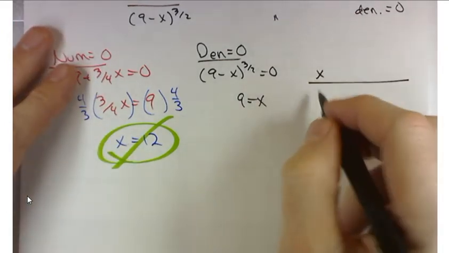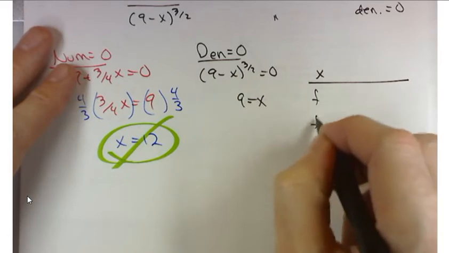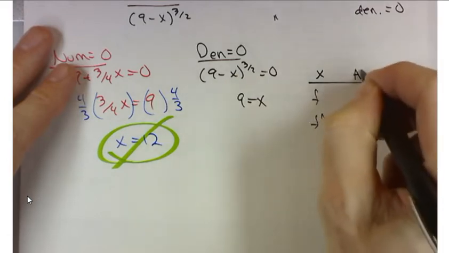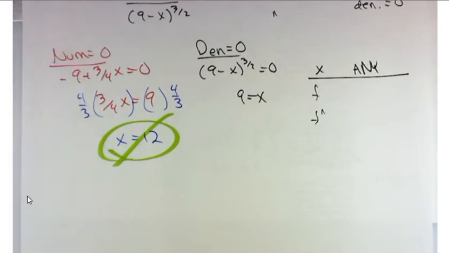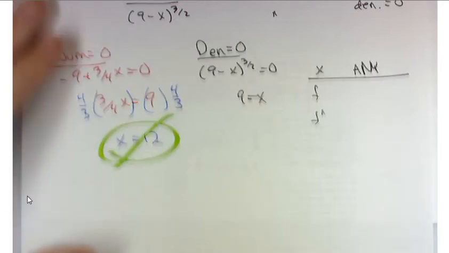X, F, F double prime, any. Doesn't matter what we test as long as it's a point in the domain. All right? Well, what point do you want to test? Yeah, I'd test at 0. Yeah, 0 looks pretty easy.